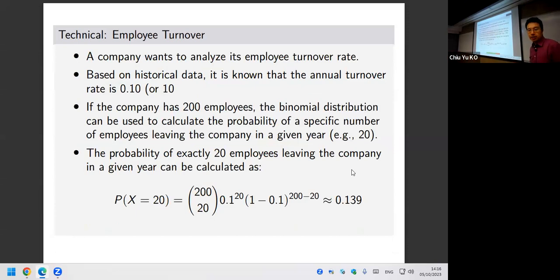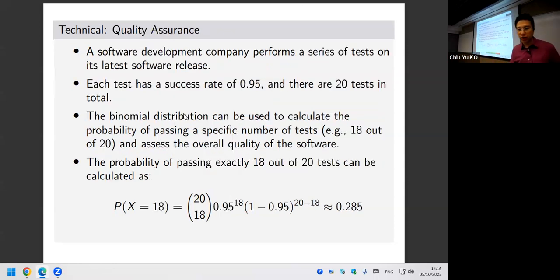Okay. And similarly, you can do the same. Look at turnover rates. Okay. And you can decide based on this how many employees you need to hire, right? I'm not going into the detail for this one. Same, you can see it's good for a binomial distribution as a model, right?